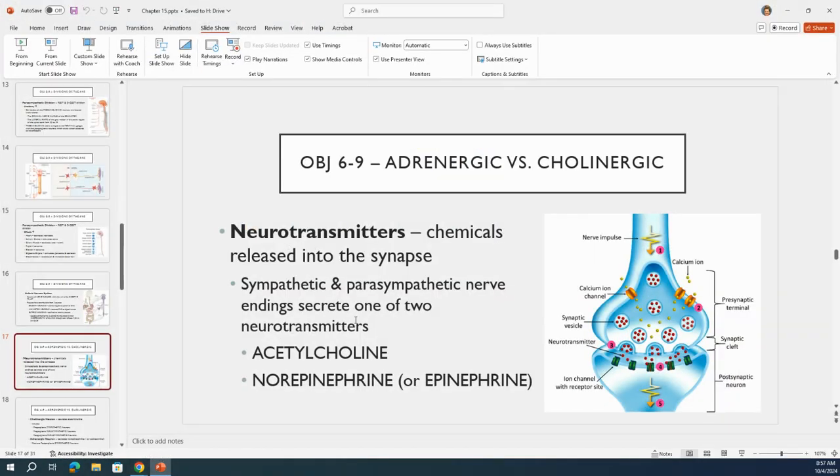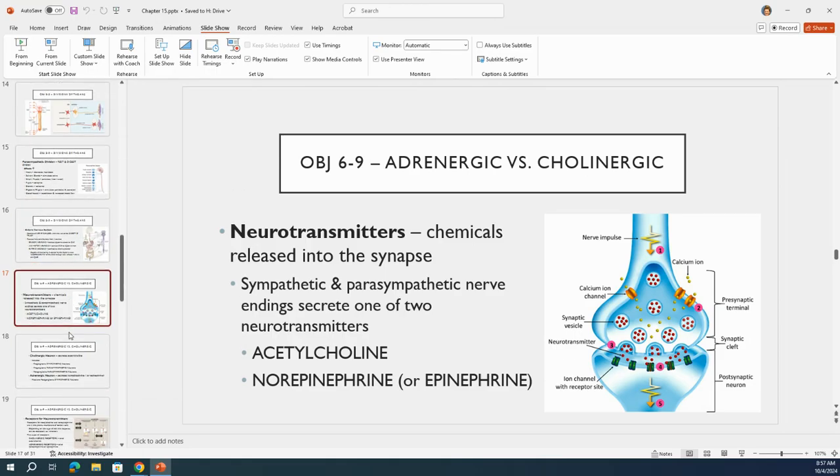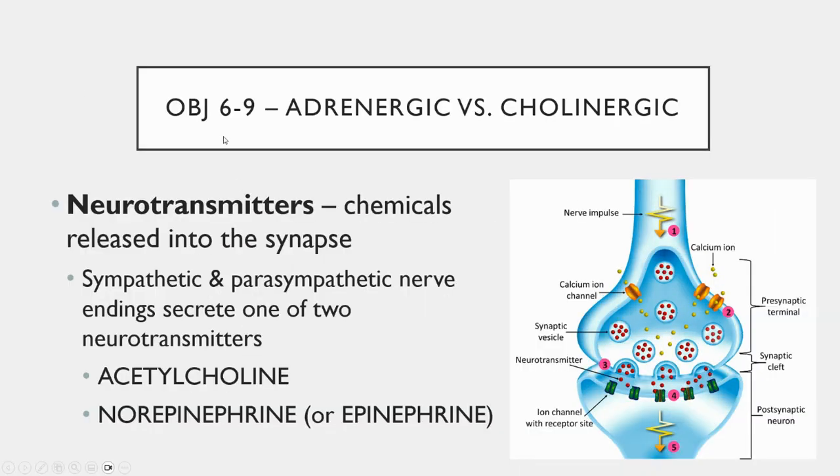Alright guys, I must admit I'm a little bit excited because this is officially the last video of this semester for A&P 1. We're going to be looking at Objective 6 through 9 in Chapter 15. And this one's going to be about adrenergic and cholinergic neurons as well as receptors. It may sound kind of crazy and seem kind of hard, but once you break the words down, it's actually not too bad at all.